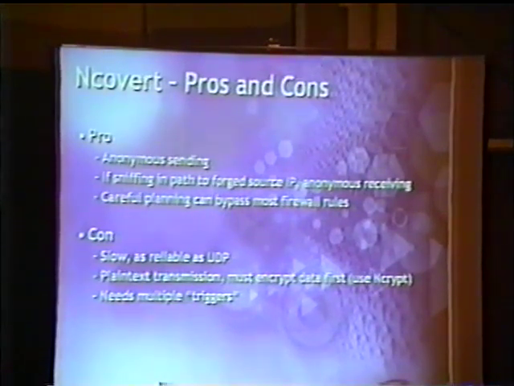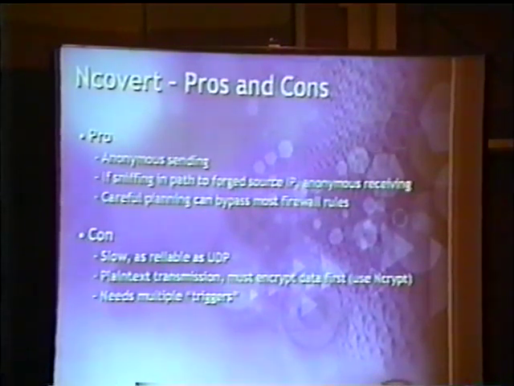And I mentioned that there's an option. If you're careful in your planning as to how you set all this up, as to how these packets are going to work, source address, destination, port numbers, which you can all specify with the NCovert thing, then you can bypass most firewall rules. That's simply because most of the time, if you're inside somewhere, you're allowed out on port 80. So port 80 would be a good port to go out on, and then have that thing bounce back on another port.